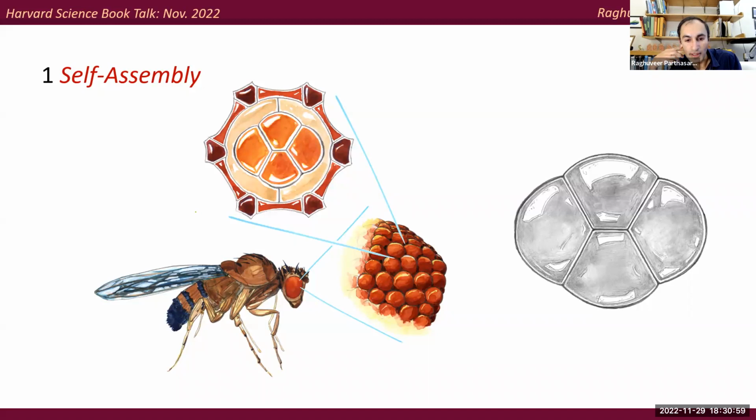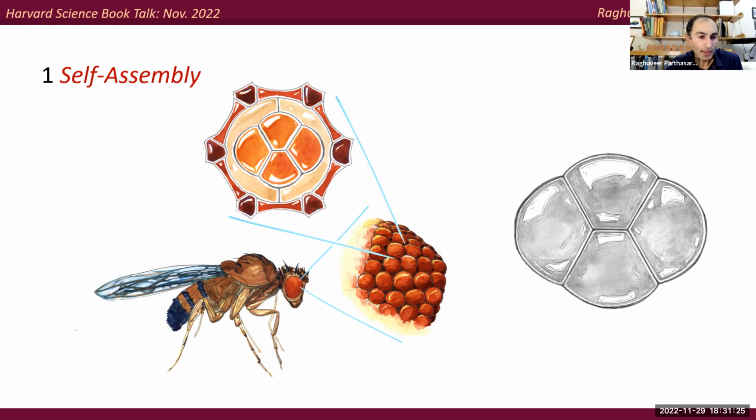So one, as I mentioned, is this idea of self-assembly, that instructions are encoded in life's materials themselves. And this takes place across scales, from molecules to cells, as illustrated here with these fly cells that adopt the same shapes as soap bubbles, in fact, for similar reasons. So throughout scales.